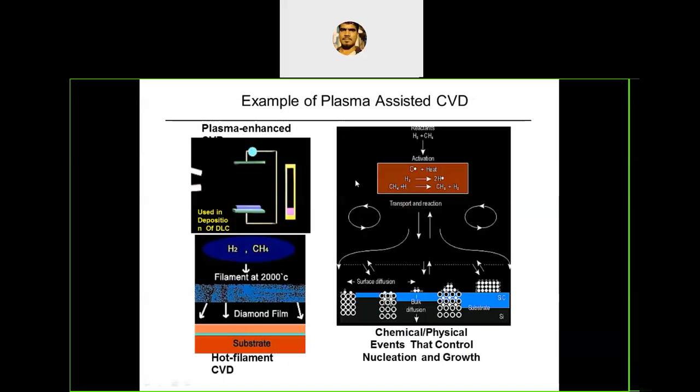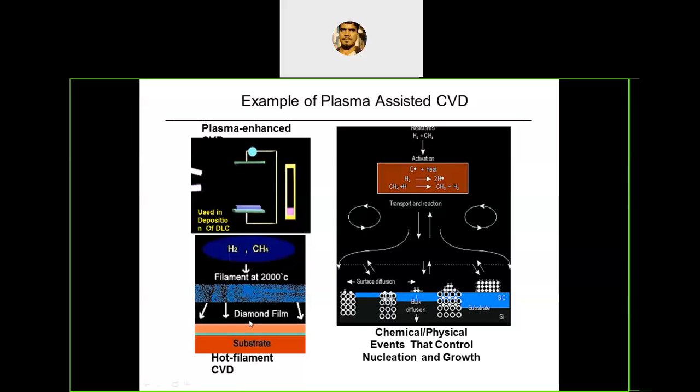Some of the examples: just like PVD has evaporative and sputtering processes, here also the same thing, plasma assisted CVD. It's one process, plasma assisted CVD. The entire process is the same. There are gases, and the reactions take place. It produces reactions and byproducts, and that byproduct is deposited step by step on the substrate. So like this, the atoms are deposited on the substrate.